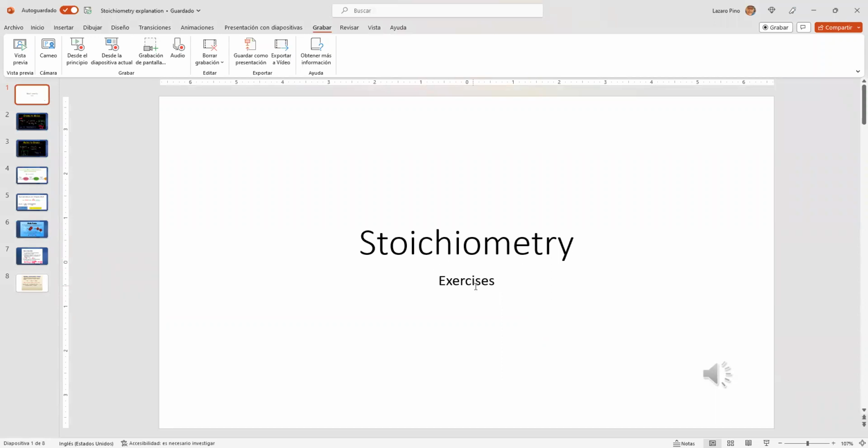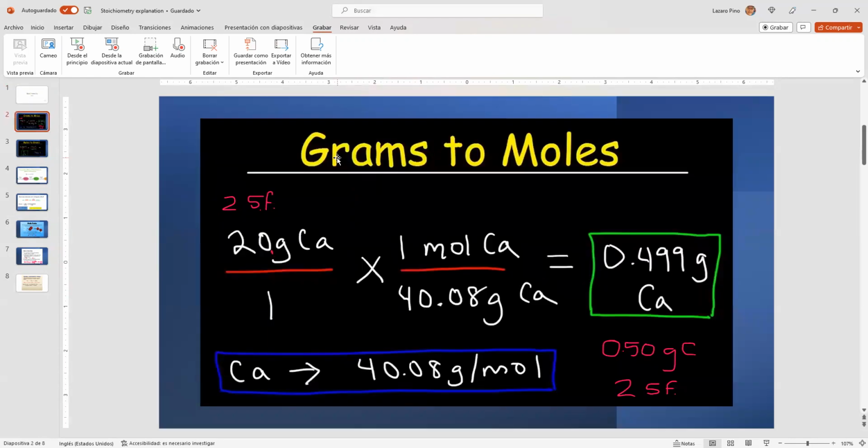I prepared some exercises about stoichiometry because I know that this is a little difficult for you. Let's begin one by one, and then you will take note of the ones that you still have problems with, that you don't understand, and you can send me an email telling me what you need exactly. Well, here is the first one.